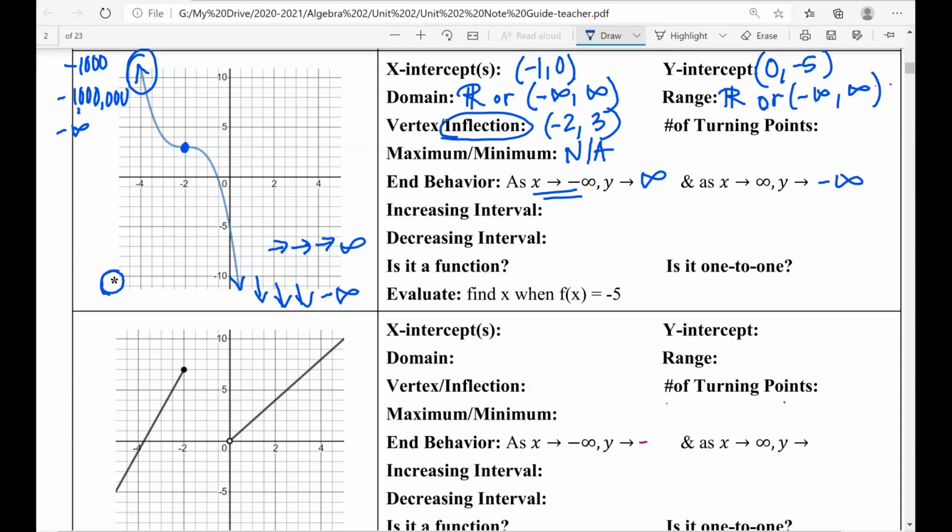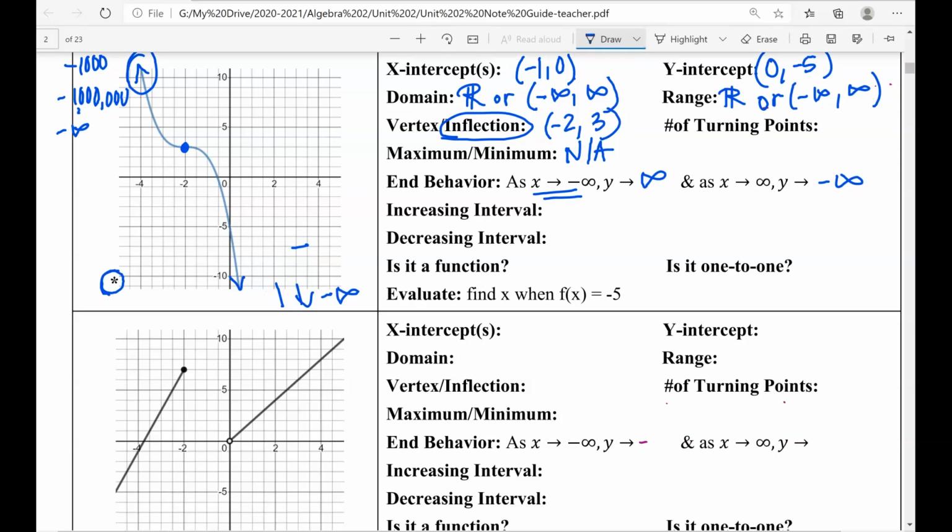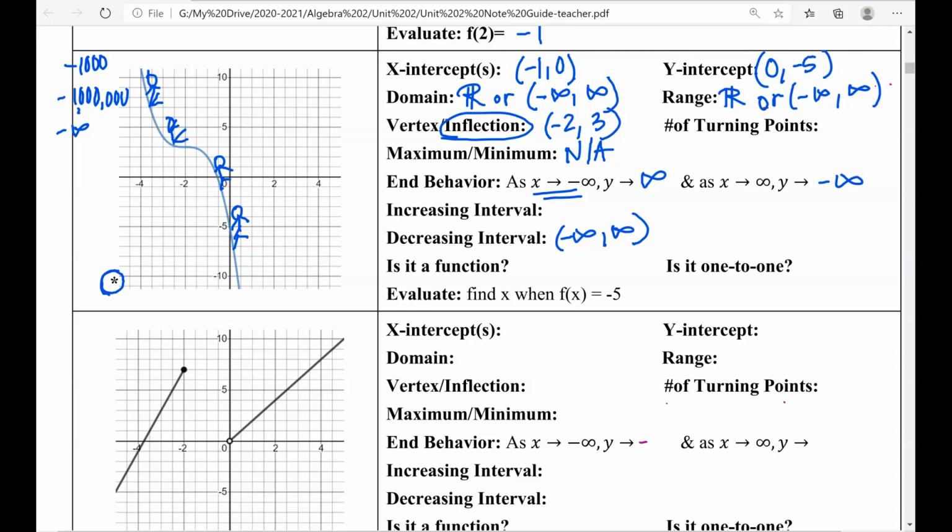Increasing or decreasing? Is this where you can slide down, or is it where you have to do more work and climb up the mountain? Seems like this is where you can slide down. This is sliding down the entire time. So this is decreasing because you're sliding down the entire time, from negative infinity all the way to positive infinity. You have nothing left for climbing. So that's why increasing is none.